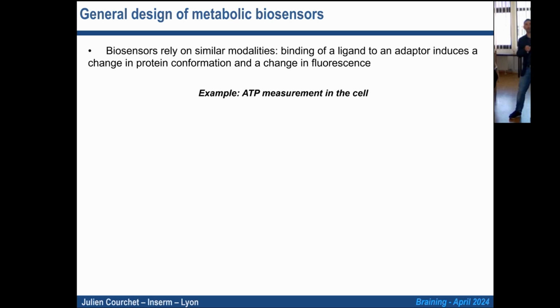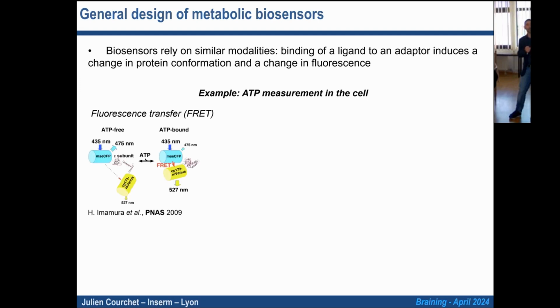And there are several modalities now that are used for those biosensors. So I will give you one example and maybe try to describe why some are maybe better than the others. ATP measurement in the cell is something that has been developed since 2009 with 2 biosensors. One is from a Japanese group, and this is based on fluorescence transfer by FRET.